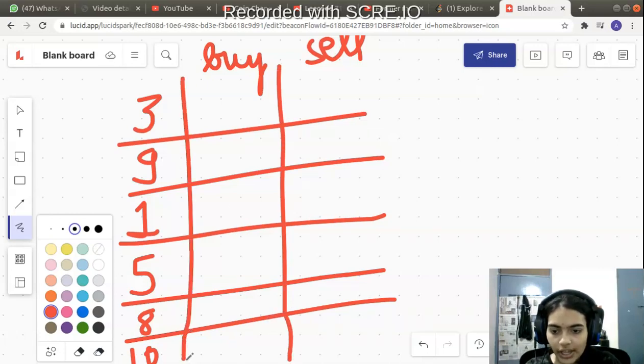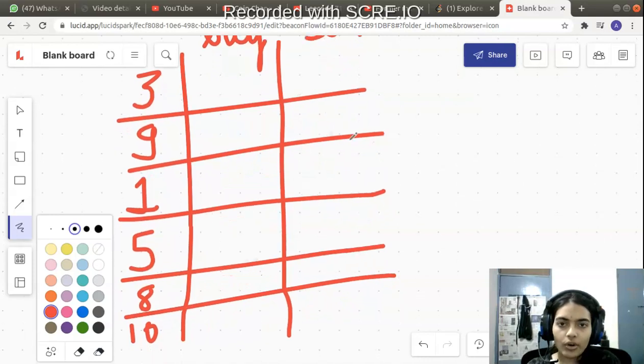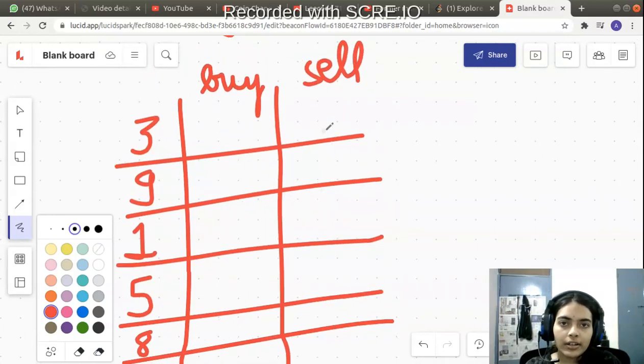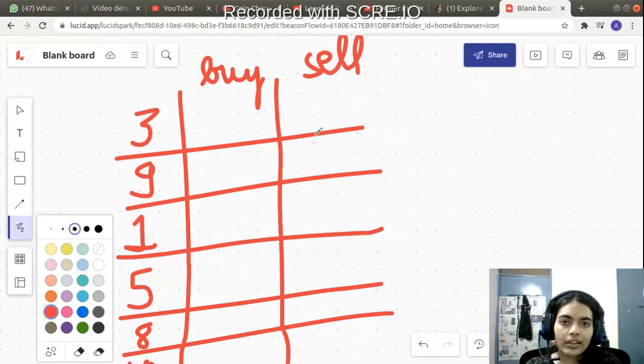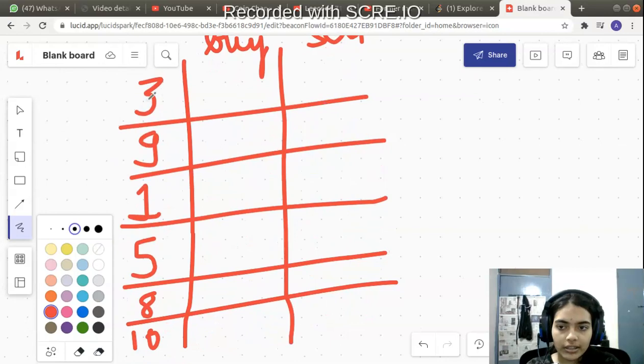Okay, now each day we have two options, right? We can buy the stock or we can sell the stock. If you are buying the stock on a new day, you must have closed the sale already. You cannot buy when you are already holding a stock. There's an important point that you have to remember: you can buy only if you are not holding any previous stock, and you can sell only if you are holding some particular stock from before. Okay, so let's start from day one.